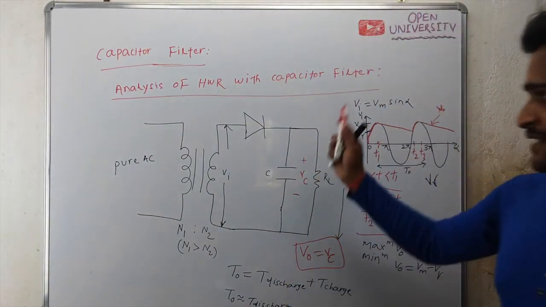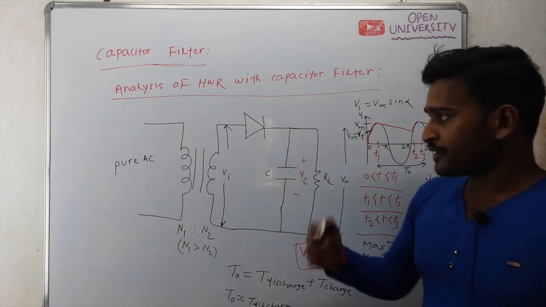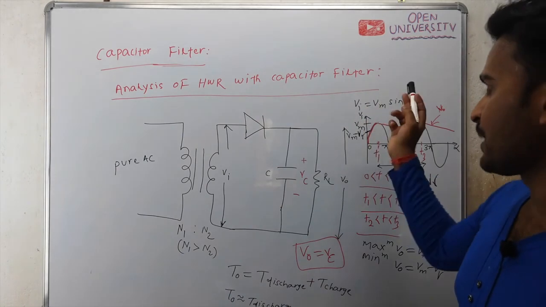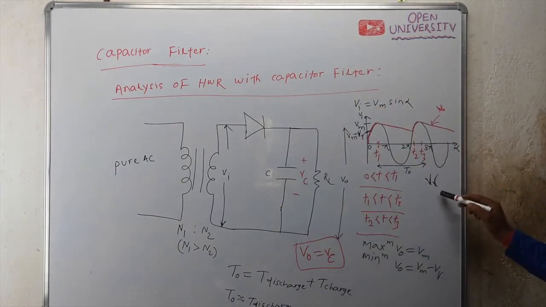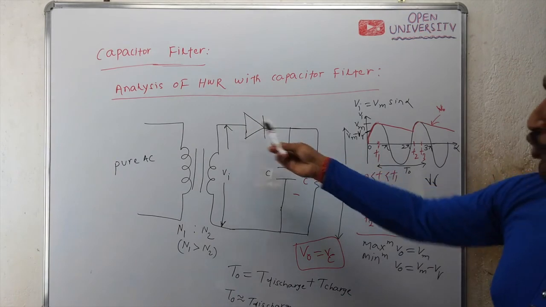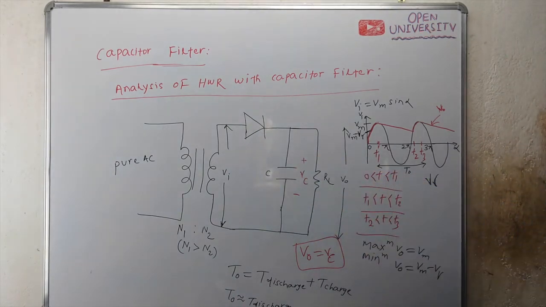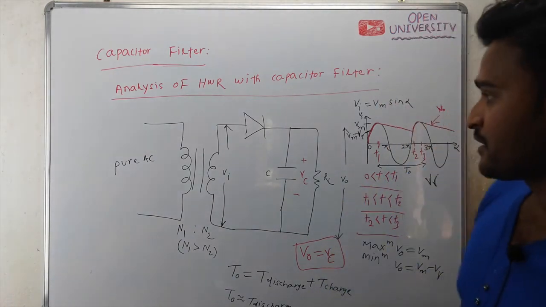Okay, in the next video, we'll be calculating some formulas of the half wave rectifier with capacitor filter. Some formulas like what is the peak to peak ripple voltage, what is the ripple factor, what is the DC output voltage, what is the average current through the diode, what is the peak current through the diode, what is the angle of conduction. All these points will be discussed in the next lecture.